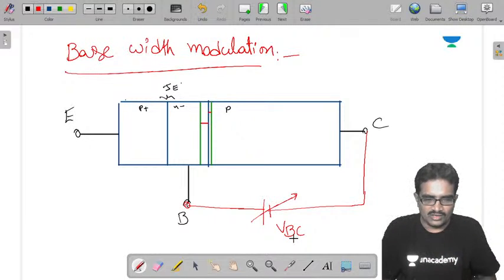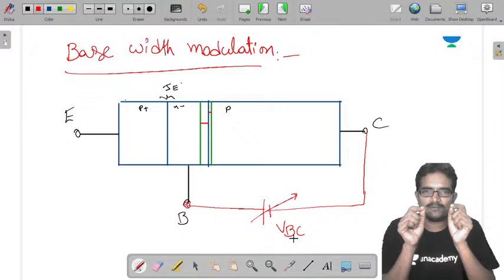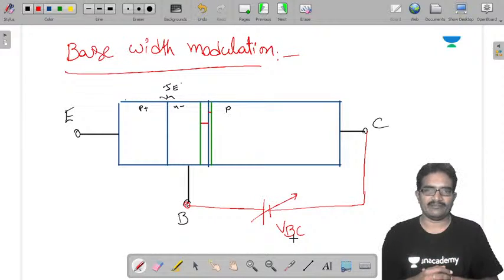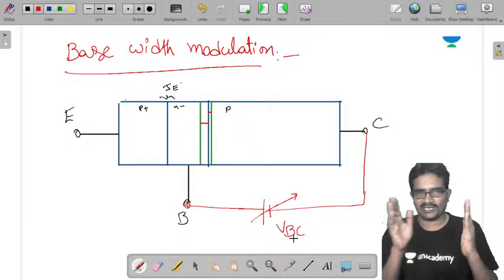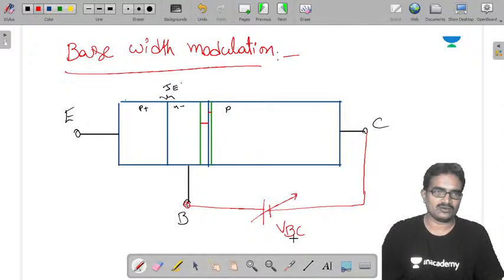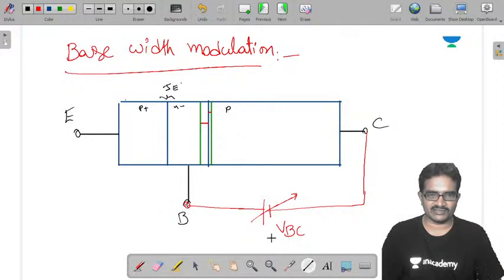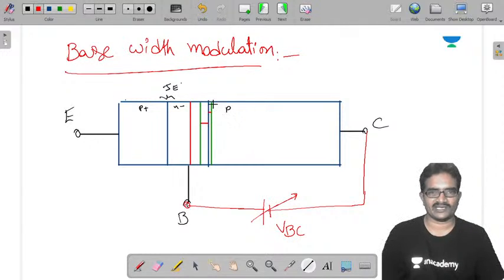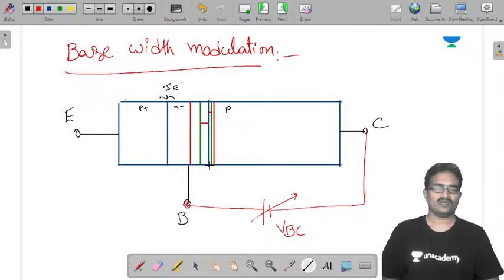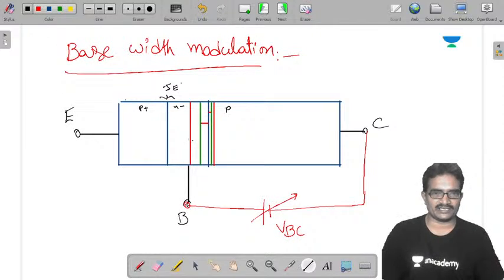That too, because of low doping in the base, it extends more towards the base region compared to the collector region. Now the depletion width is extended more towards the base region. This is the depletion region width at the base, and this is the depletion region width at the collector.